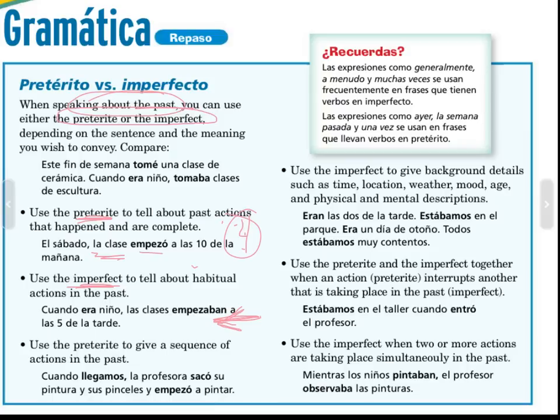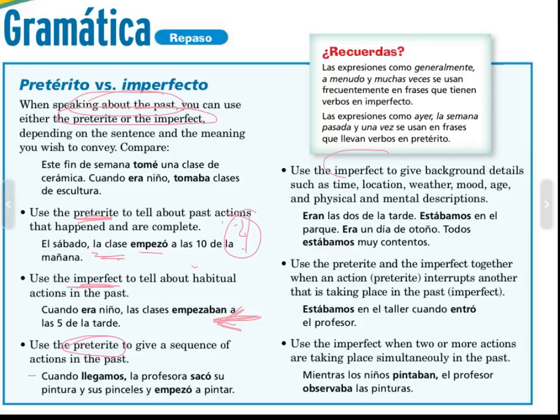We use the preterite to talk about sequence of events. So this happened, then this happened, and then this happened. Example, cuando llegamos, la profesora sacó su pintura y sus pinceles y empezó a pintar. When we arrived, the professor took out her paint and her paintbrushes, and she began to paint.